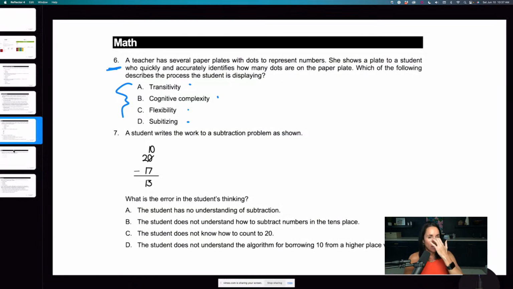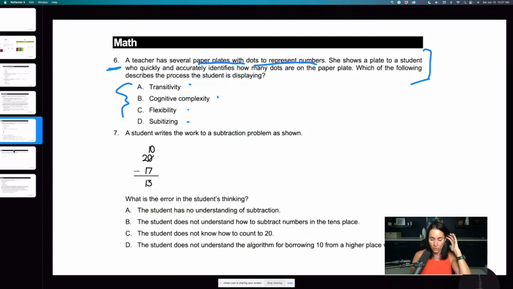So all of these are outlined in the study guide. I'll go over them in just a second, but let's have a look at the question here. A teacher has several paper plates with dots that represent numbers. She shows a plate to a student who quickly and accurately identifies how many dots are on the paper plate. Which of the following describes this process?